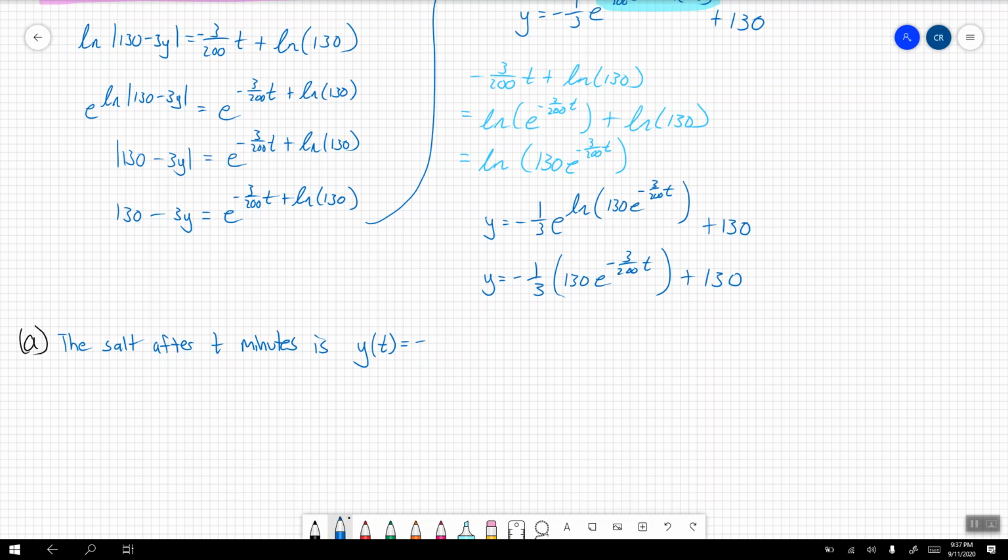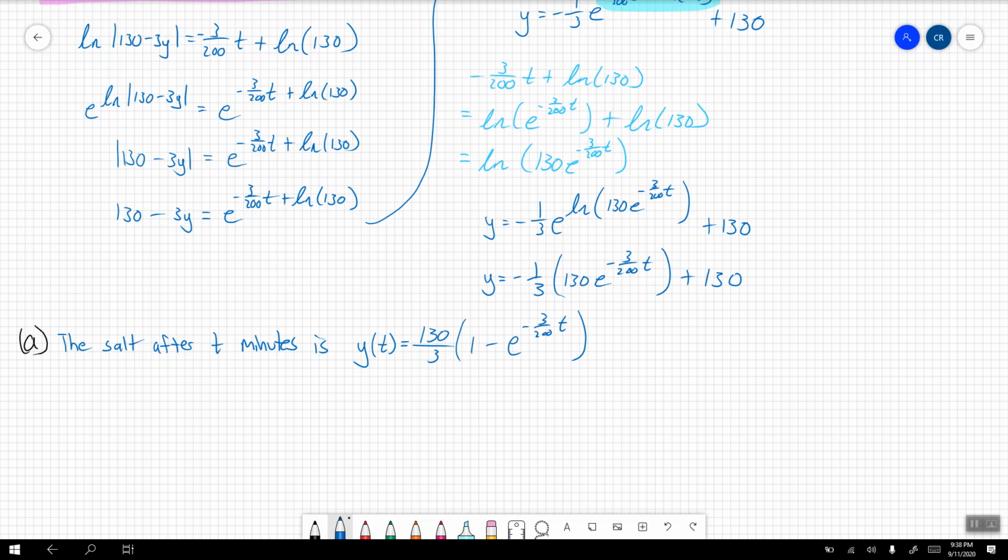So negative, oh, and I see a 130 here. So what I'll do is factor out the 130, so 130 divided by 3, and then I'll distribute that negative in. So it'll look like 1 minus e to the power of negative 3 over 200t. Wow, that's not too bad.